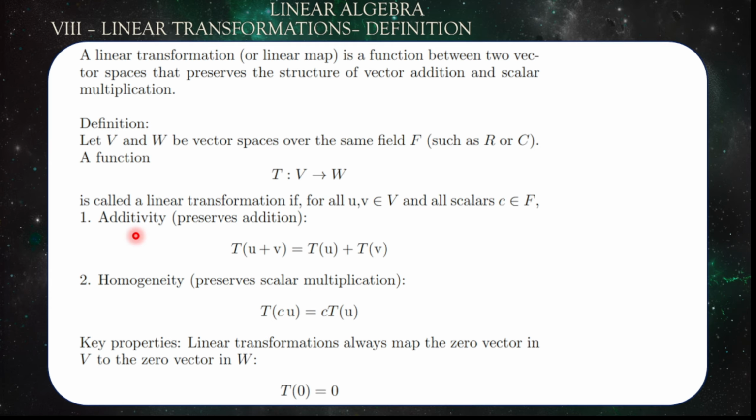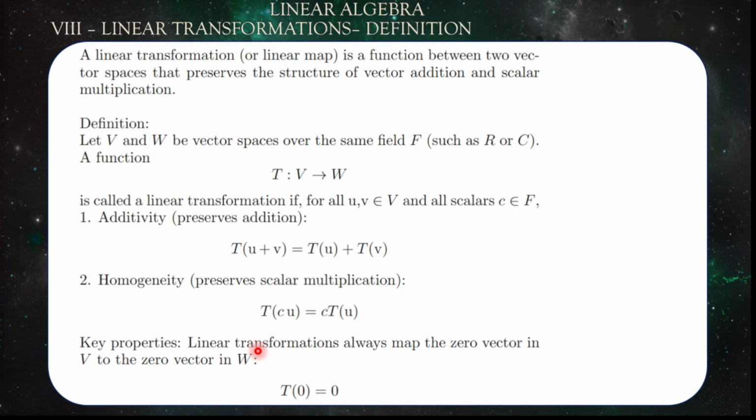First, additivity, which means the preservation of addition. So the transformation of u plus v is equal to the transformation of u plus the transformation of v. Second, homogeneity, which preserves scalar multiplication. So the transformation of c times u, c being the scalar, is equal to c multiplying the transformation of u.